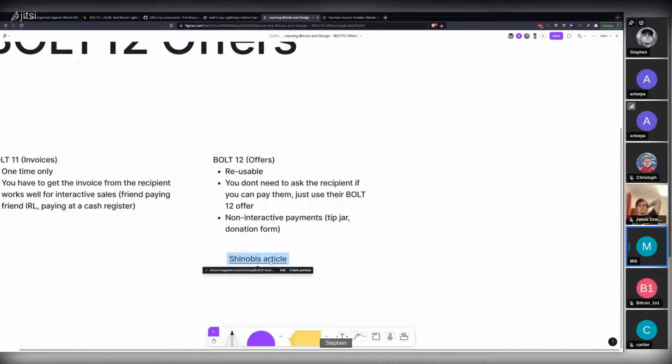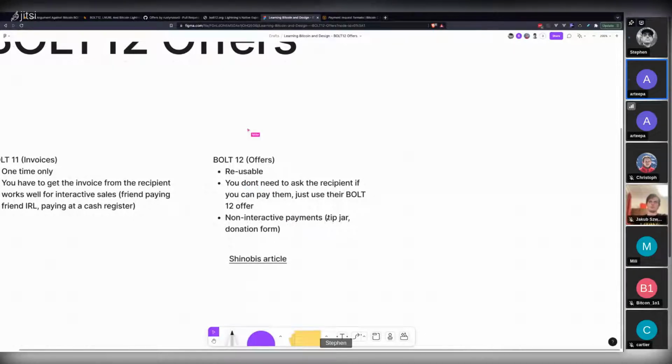I just have a... Oh yeah, go ahead. When you say non-interactive payment, you just mean you can just make available the Bolt 12 offer and people can scan it and just give to this offer basically.